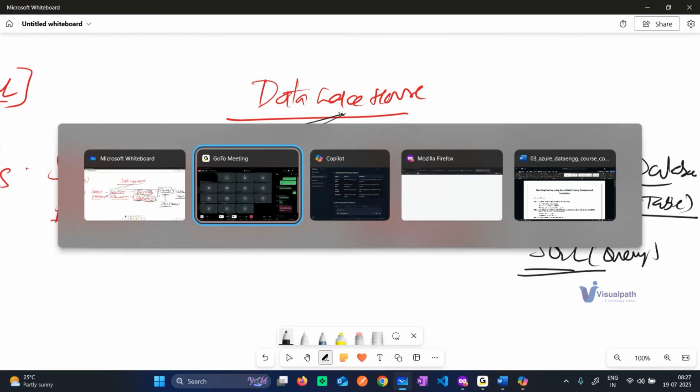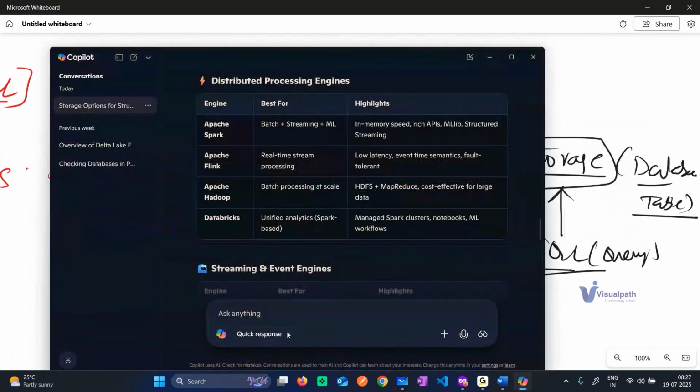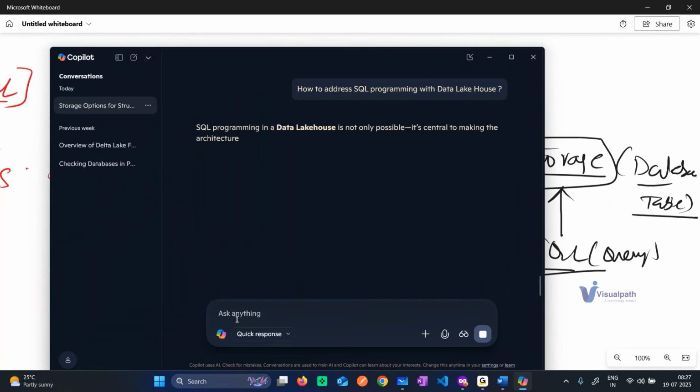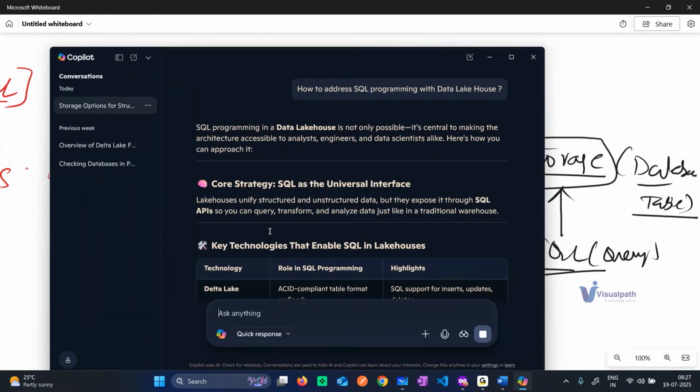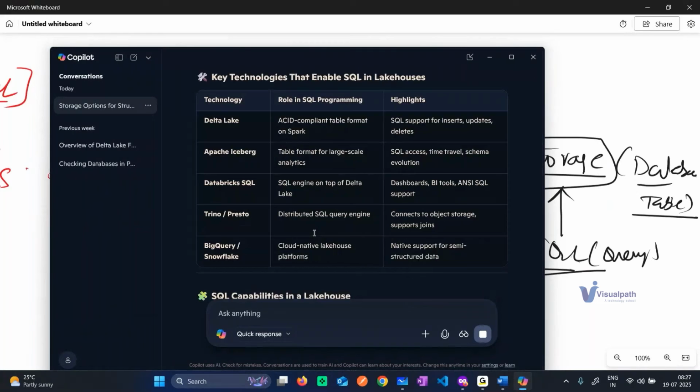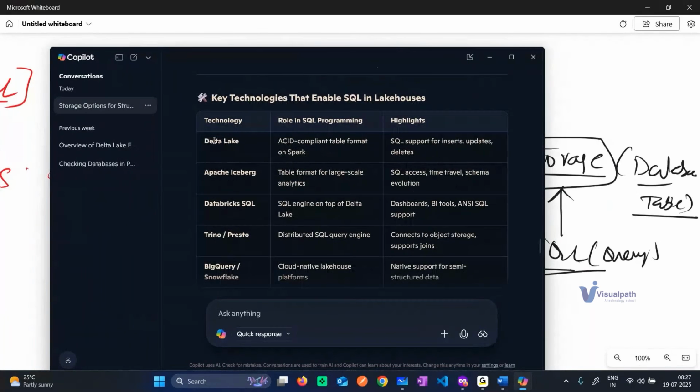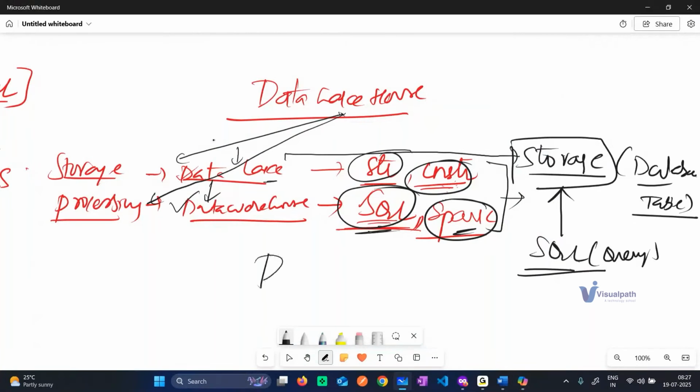Participants, let's ask the internet the same thing. How to address SQL programming with Azure data lakes. So participants, do you see it is asking me to address the following solution, which is data. Now participants, here is a game changer.